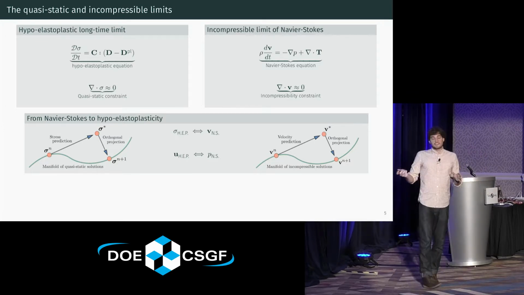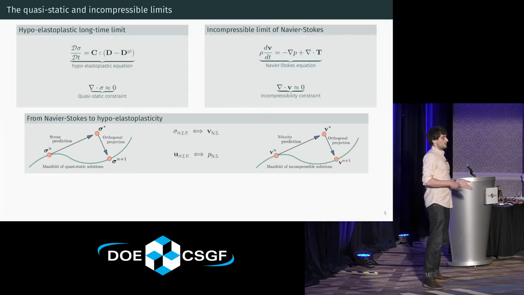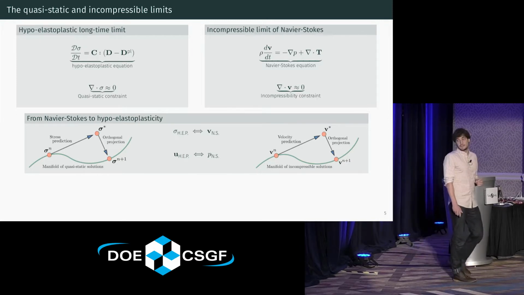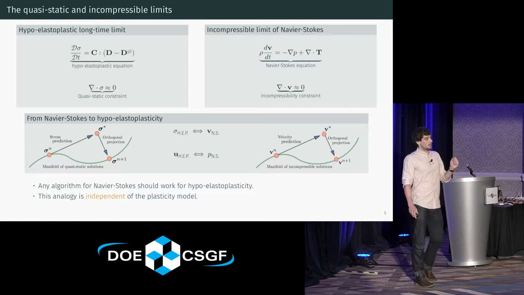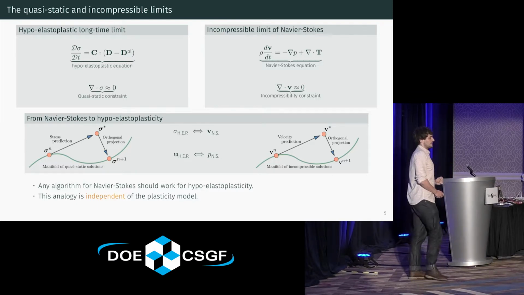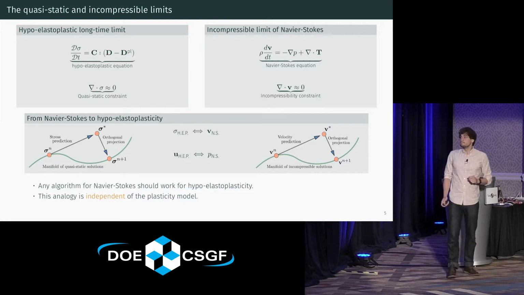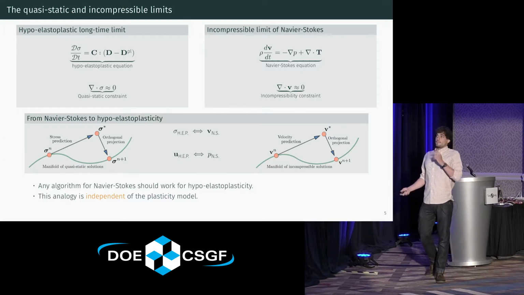Any projection-based algorithm for Navier-Stokes can be mapped over to hypo-elastoplasticity in this way. And this analogy is independent of the plasticity model. We're using the STZ theory to model bulk metallic glasses, but you just need an expression for D^pl, and then you can use this algorithm. OK, so how do we actually develop an algorithm like this?